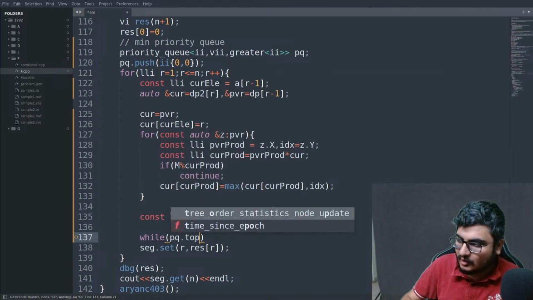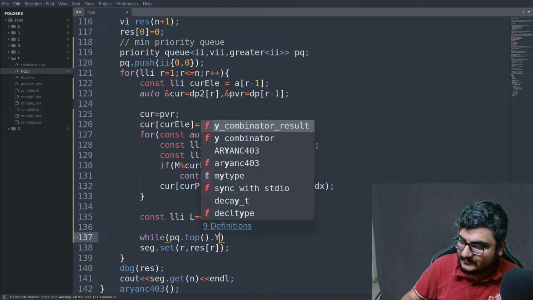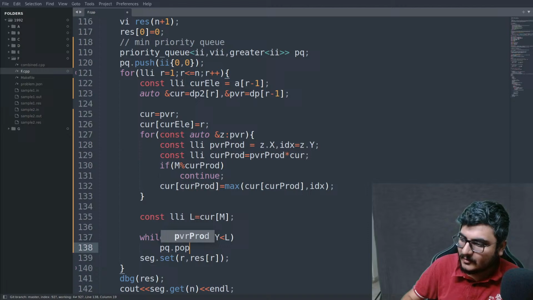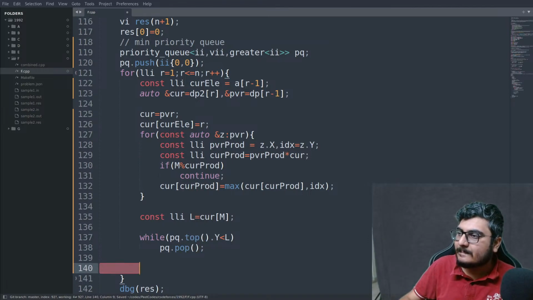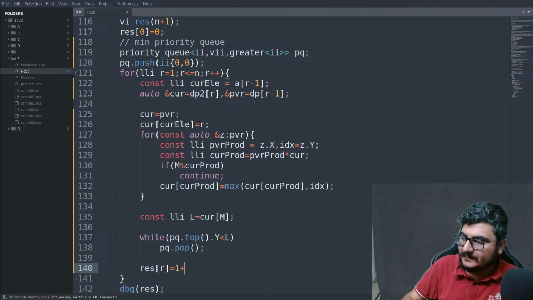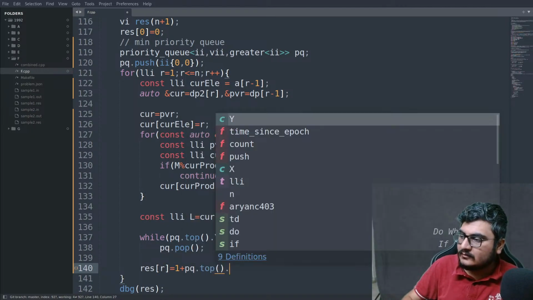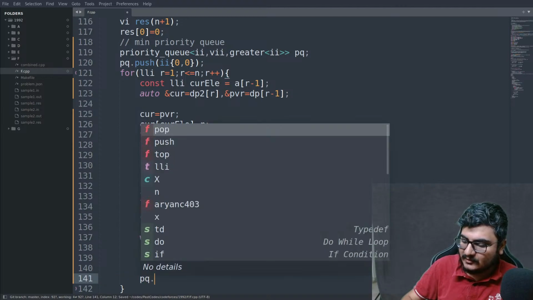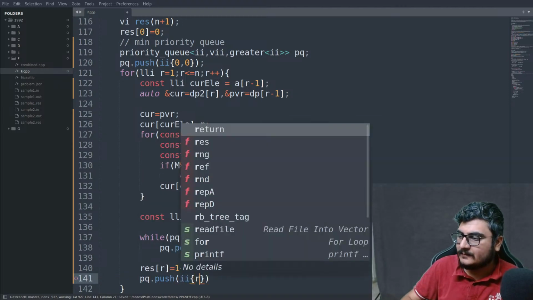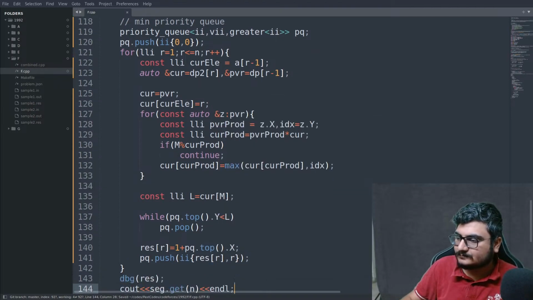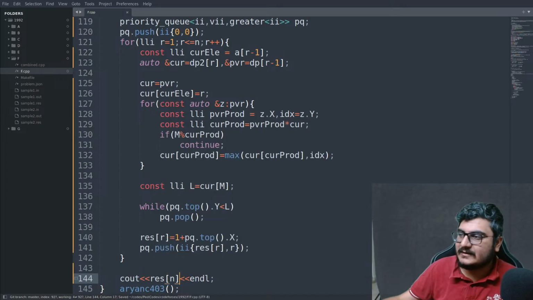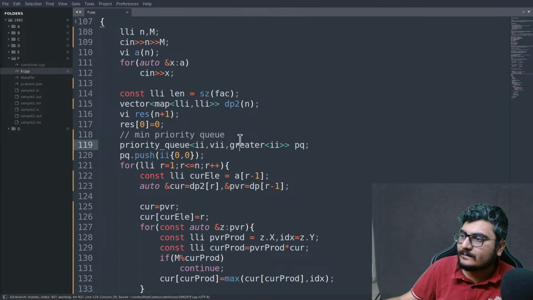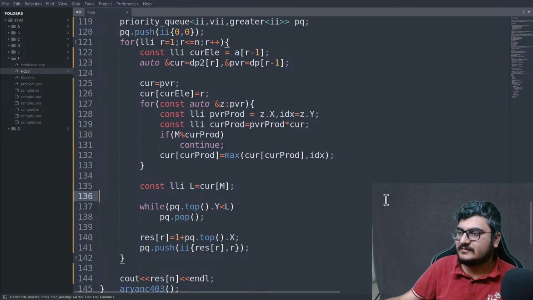If priority queue dot top dot y is less than L, pq dot pop. Keep removing all the elements with min value which are less than the current index. Then res of r is equal to 1 plus pq dot top dot x, and pq dot push would be less r comma r. Res is like the final dp vector we have. So this is my solution for this problem.